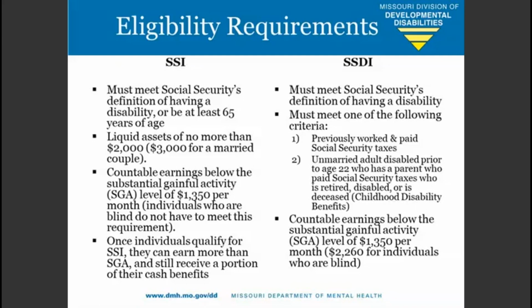And then again, that SGA comes into play, and the person's countable earnings have to be below SGA in order for them to qualify for SSDI, unless they are blind or visually impaired, according to Social Security's definition of that, and then they could earn $2,260 a month. That's how you can tell the difference between the two.